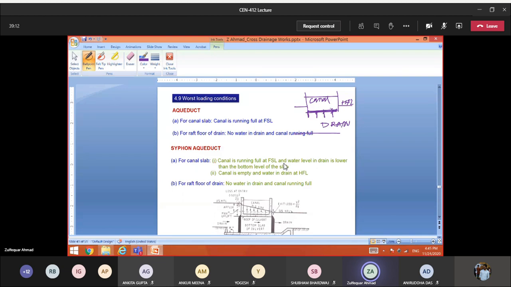This is the one worst condition, and the second one is once the canal is dry and you have the full water in the drain. So such conditions are written here. But in the meantime, once you are designing, let us say, the slab of this raft of the drain, in that case, you have to check the groundwater.